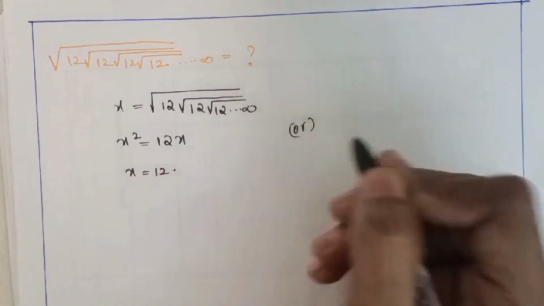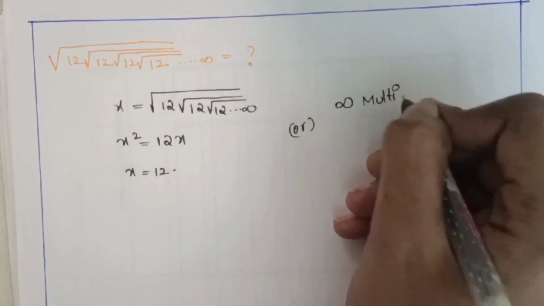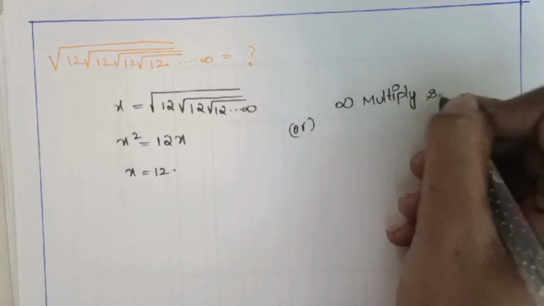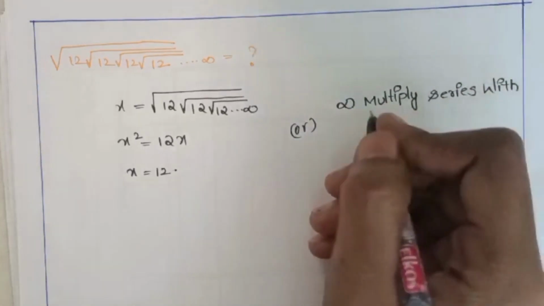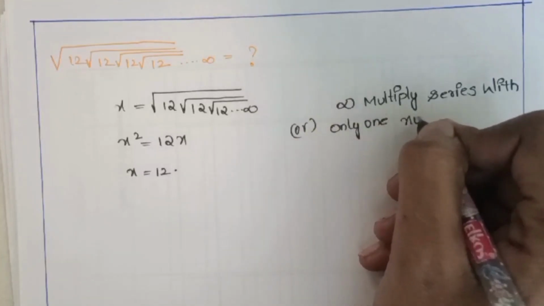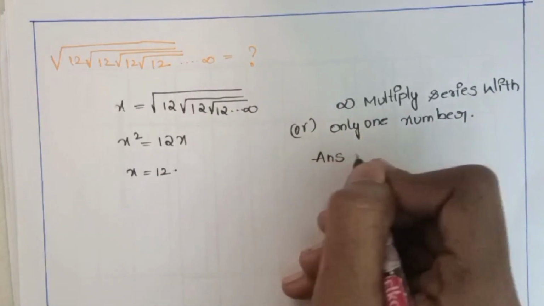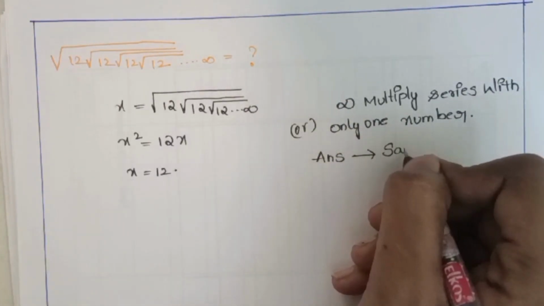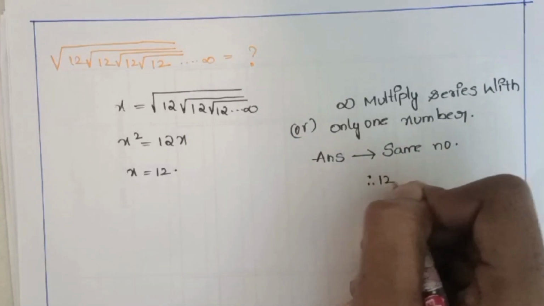What I'm telling about this question is, if you have this kind of scenario in the examination, the trick is to just take the number itself. The x value is nothing but x is equal to 12. If the same number is repeating infinite times under a square root, the same number is the answer. So here the answer will be 12. Let's see another question.